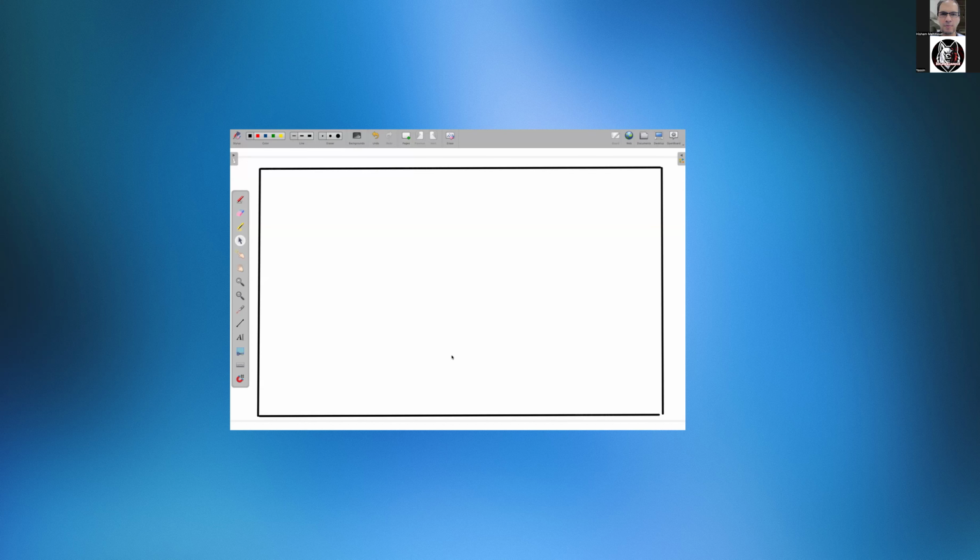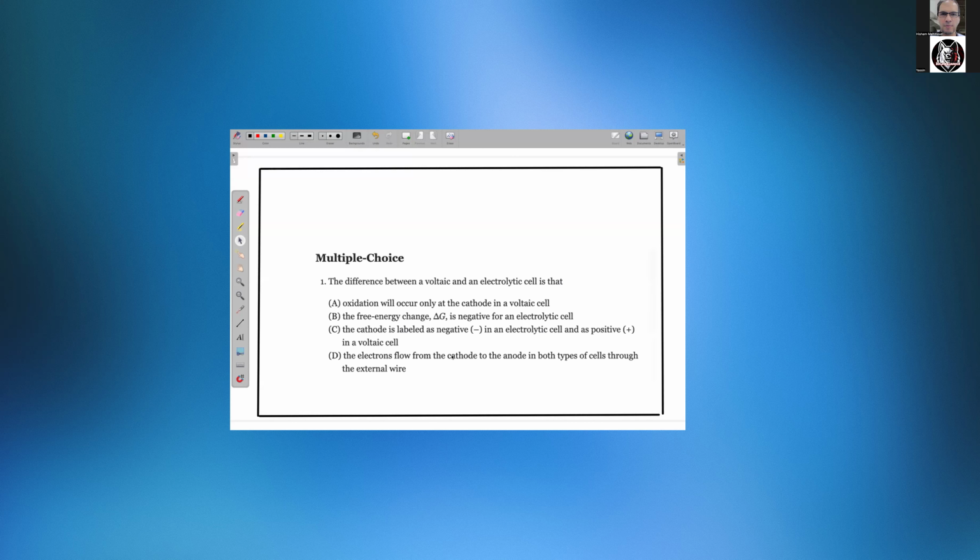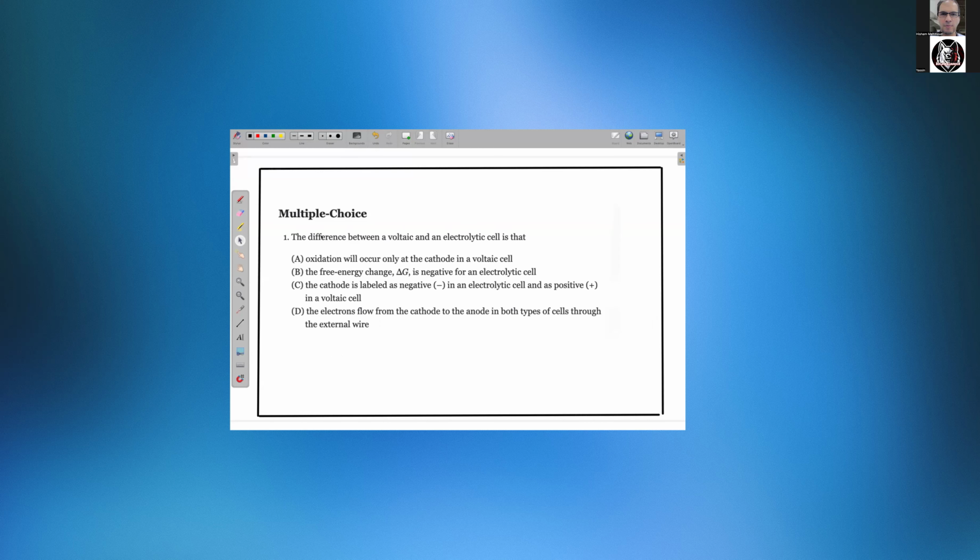So, multiple choice: the difference between a voltaic cell and an electrolytic cell is that... Can you try? Yes, voltaic or electrochemical, or it's also called a galvanic cell.